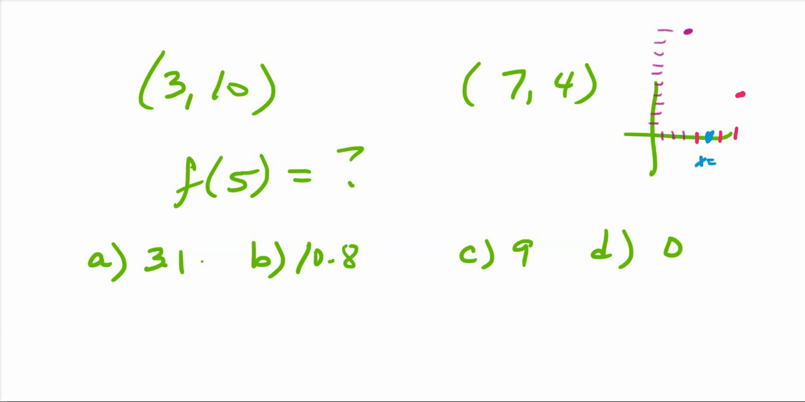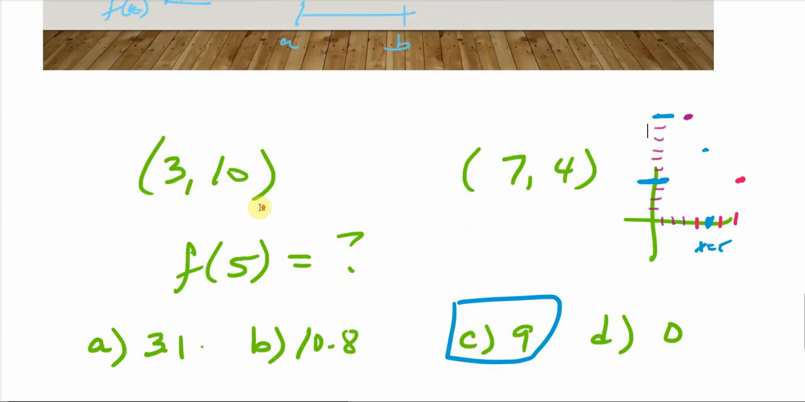When x equals 5, then f of 5 can be which one of the following? Well, it's got to be in between, anywhere between these two. So it's got to be between this guy and this guy. So the answer is going to be 9. It can't be 0, it can't be 10.8, because we have to guarantee that it's going to be in between these two values. All right? And that concludes my intermediate value theorem video.